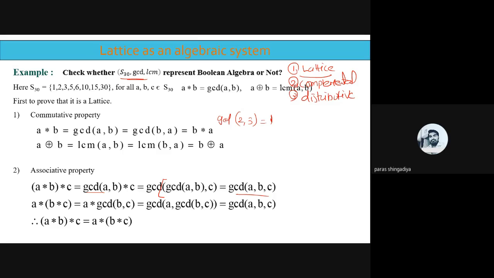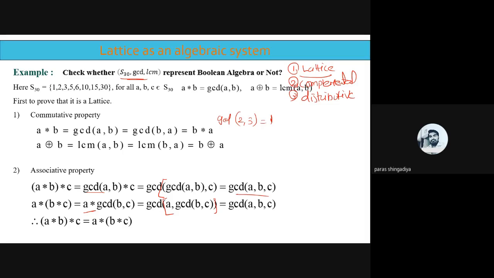And then after second one, A star bracket B star C, and that is equal to A star GCD of B comma C, and that is GCD of A comma GCD of B comma C, and that is equal to GCD of A, B, C. Okay, so any three values you can consider from the S30. Both sides will always be the same, and we already verified this many times in this whole question.